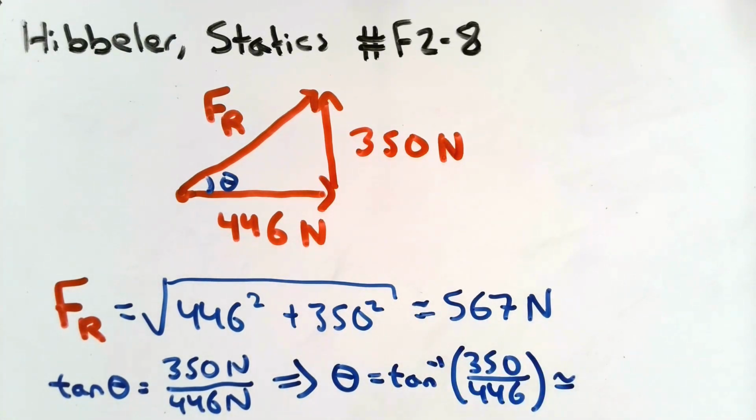This gives us an angle theta of approximately 38.1 degrees. And that's how we solve a system of coplanar vectors.